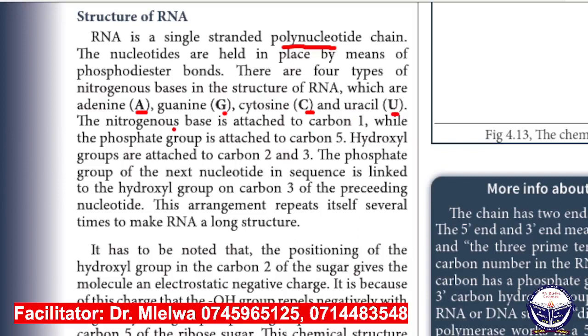Kisha tunasema the nitrogenous base is attached to carbon 1. Unaona? Nitrogenous base is attached to carbon 1, while the phosphate group is attached to carbon 5. Unaona? Nitrogenous base inaattach kwenye carbon 1, phosphate group inaattach kwenye carbon 5. Hydroxyl groups are attached to carbon number 2 and carbon number 3. Carbon number 2 na carbon number 3 kuna nini? Hydroxyl. The phosphate group of the next nucleotide in sequence is linked to the hydroxyl group on carbon number 3 of the preceding nucleotide. This arrangement repeats itself several times to make RNA a long structure.